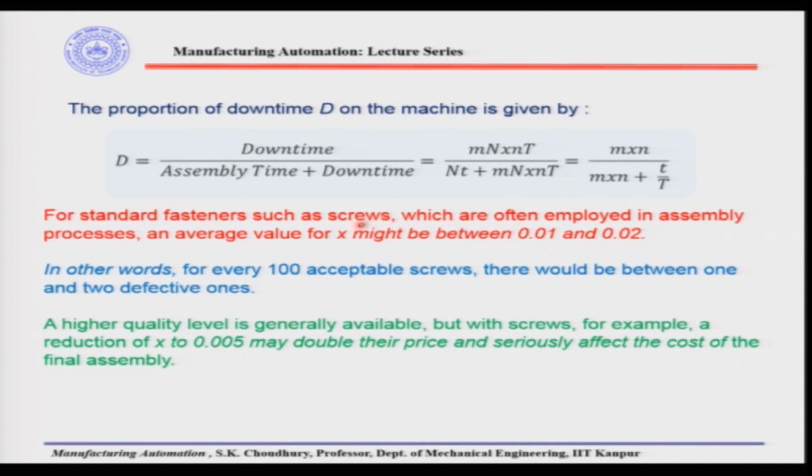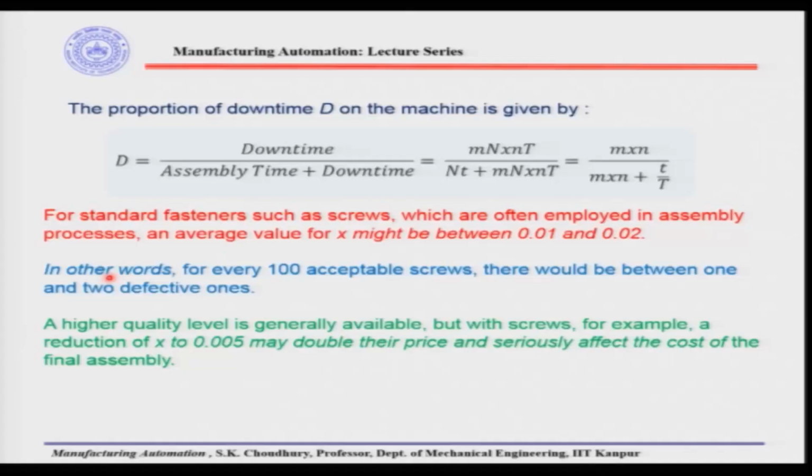Here we are talking about screws, because these are the small parts which are used the most. In other words, for every 100 acceptable screws, there would be between 1 and 2 defective ones depending on the value of x, 0.01 or 0.02. So, if it is 1 part in 100, then in 100 cycles 1 cycle will be down, because the screw is unacceptable, meaning that it can either stop the assembly workhead, or it can spoil the assembly.